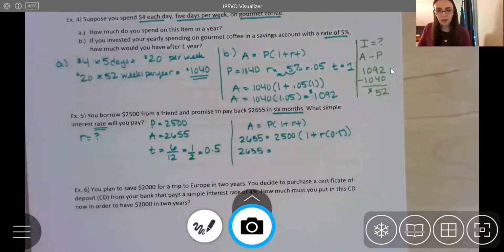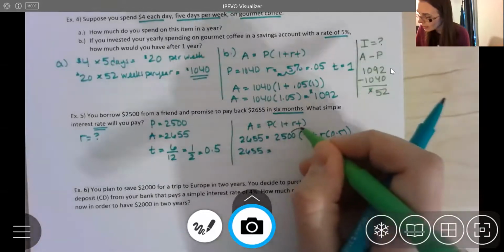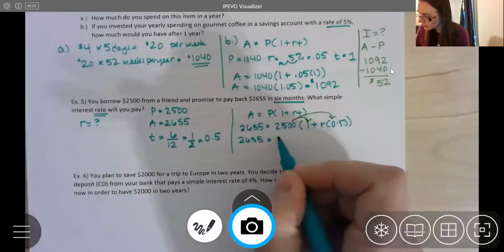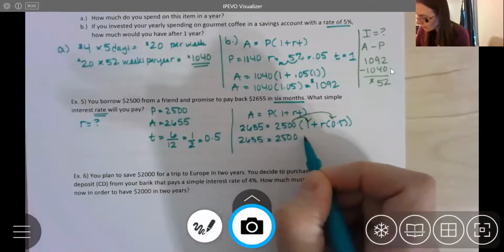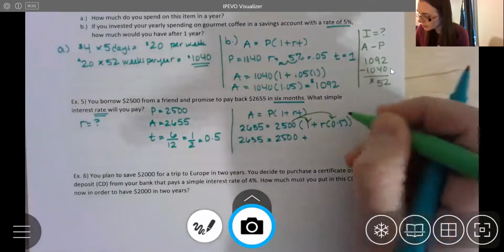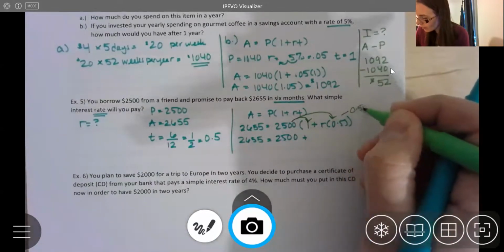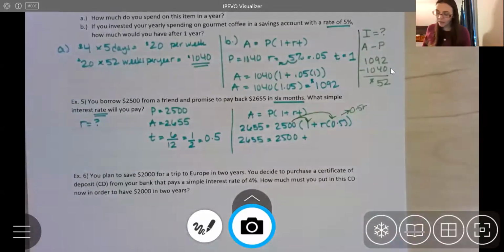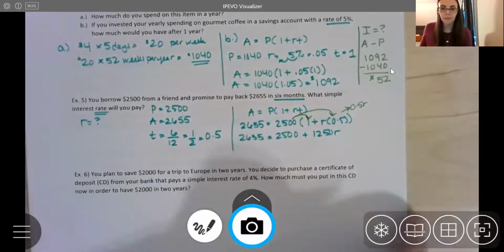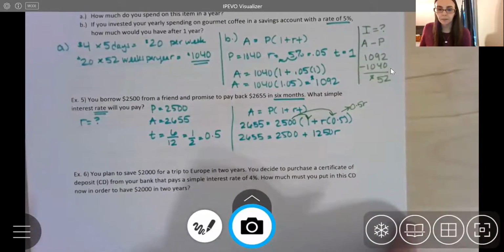All right, so I'm going to use my rules for solving. And again, there's different ways to solve this, so this is just one way. I'm going to go ahead and distribute this out. I'm going to get 2,500 times 1 is 2,500. And now I'm getting 2,500 times, so I know I wrote this backwards, but this is just 0.5 R. So I'm going to do 2,500 times 0.5 R, and I'm going to get 1,250 R. Just using my calculator there.